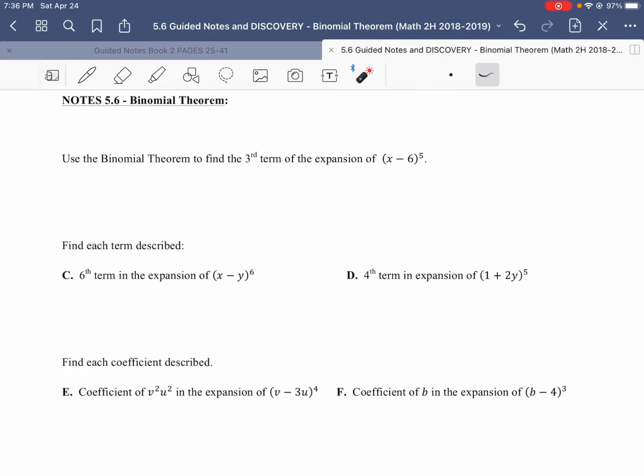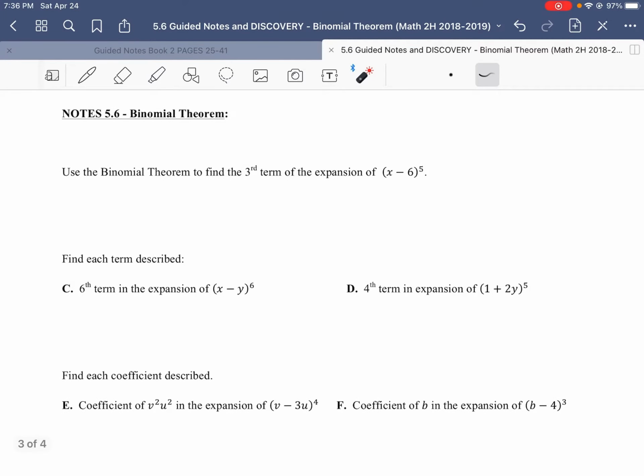Okay, so this will be an introduction to the binomial theorem, building up off of our discovery activity. The binomial theorem is stated as follows. So if we have any binomial, so remember if we have something like x plus y, binomial means two terms. So that's what we're looking at there. We've got two terms raised to some sort of power.